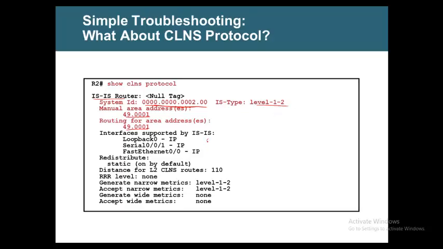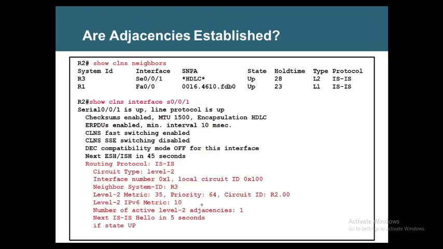All right, and then both L1 and L2. Metric style wide is not configured, so it shows none. Show CLNS neighbor shows those routers that are neighbors. See, serial is point-to-point, so there is no need for a MAC address. But Fast Ethernet is a broadcast environment, so it shows the MAC address. MAC address is what we call SNPA.